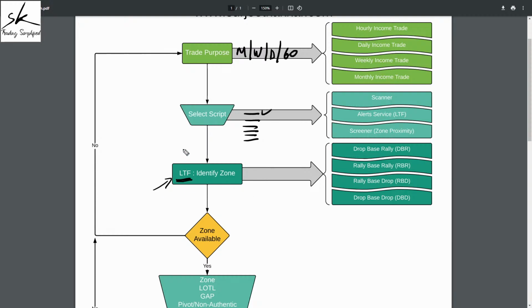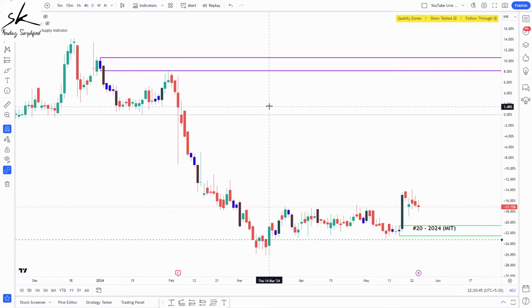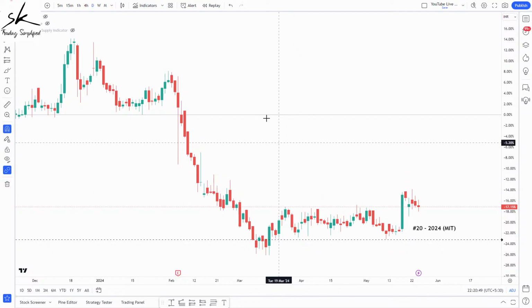We'll go to the lower time frame. So the question is, what is my lower time frame? We had the answer from our step number 1, that as a monthly income trader, my lower time frame will be daily. So let's assume that this was the very first symbol which was shortlisted for us. So I'm on the daily time frame. Let me disable the demand supply zone indicator for now.